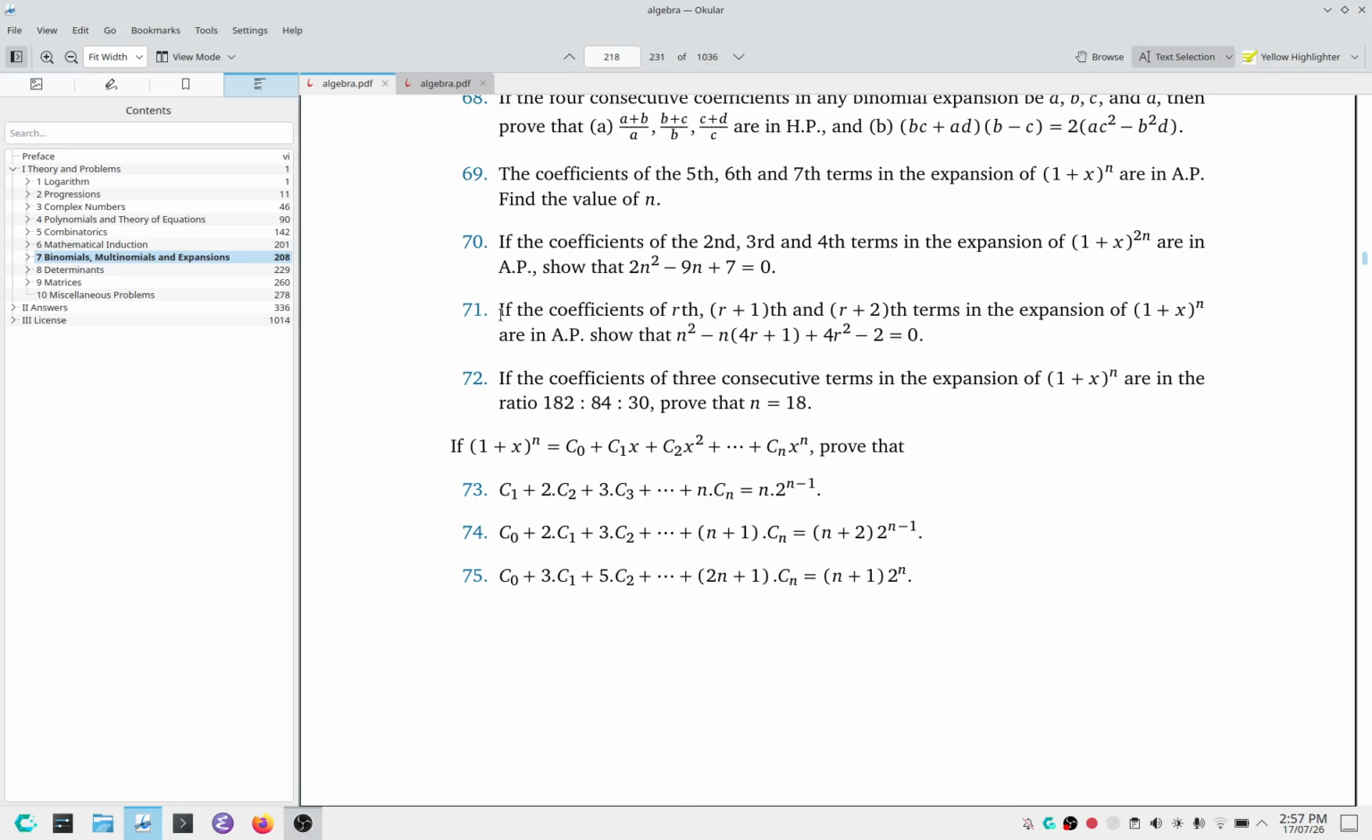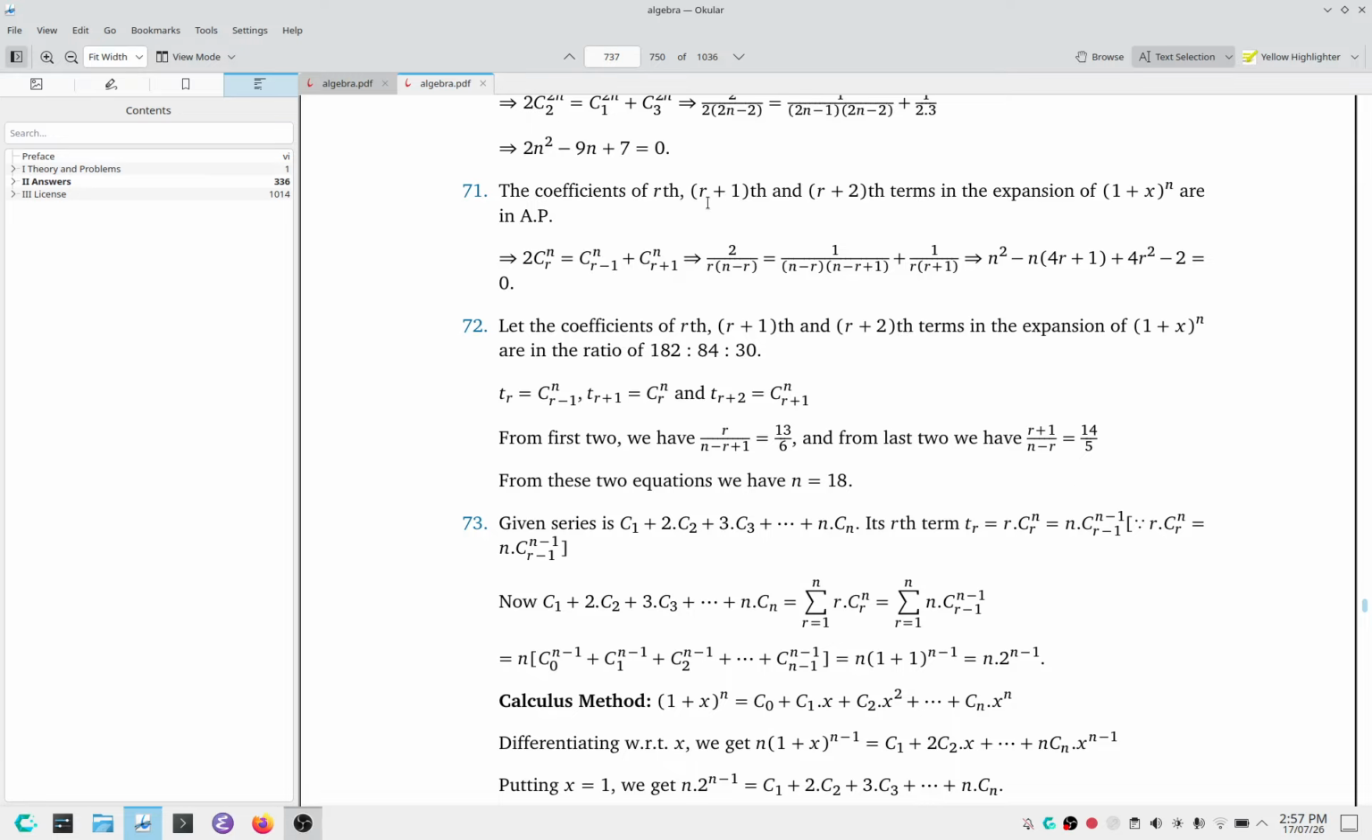So question 71 says that if the coefficients of rth, (r+1)th and (r+2)th terms in the expansion of (1 + x)^n are in AP, show that n² − n(4r + 1) + 4r² − 2 = 0.